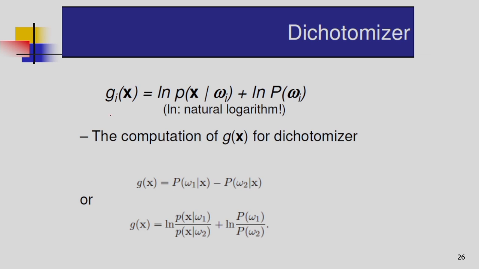So, what is the dichotomizer? g_i(x) is equal to ln of the probability of x given omega i plus ln of the probability of omega i. So, we are considering the natural logarithm. After this we can determine g(x), and with the help of the Bayes theorem we can write g(x) in this form. This is the expression for g(x). Up till now we have discussed this. For taking a classification decision, we can consider the discriminant function, and based on the discriminant function I can take a classification decision.